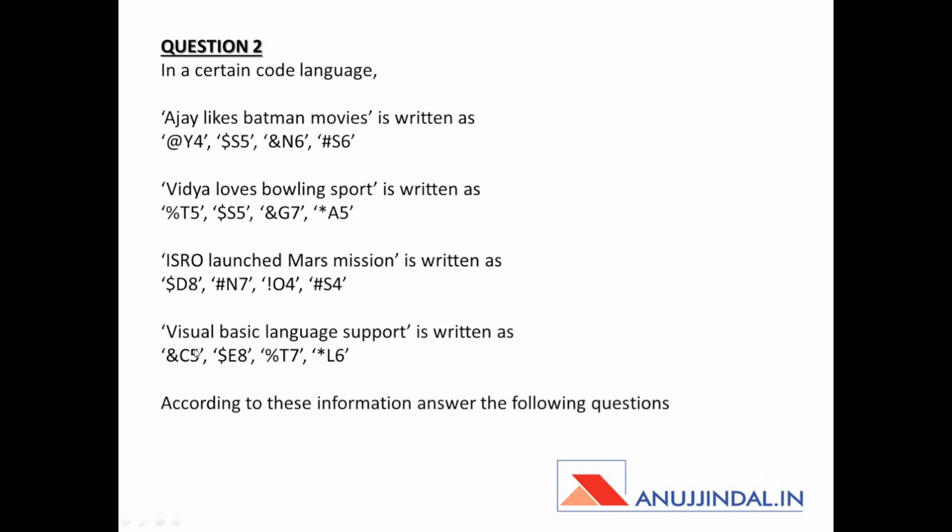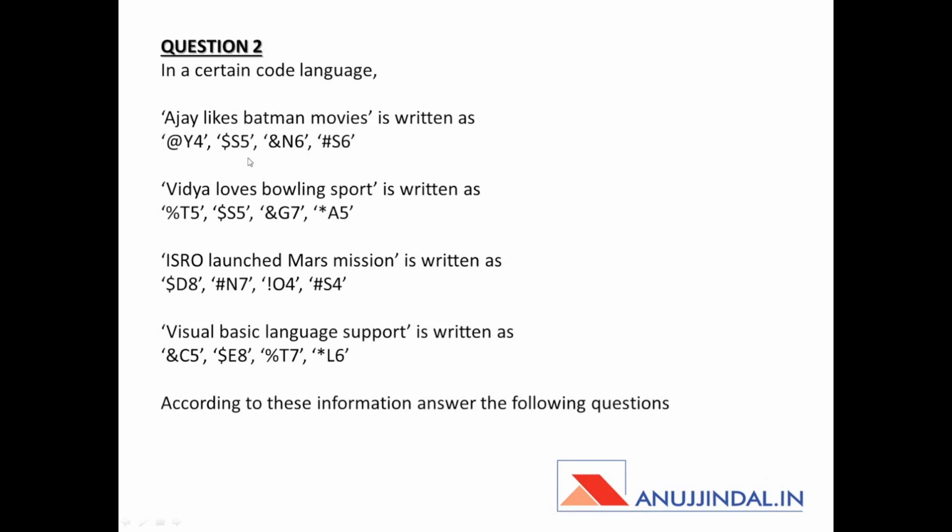Now similarly in all these codes, if @ is being used again, then @ stands for A. Now let's find the code for likes. We know that in likes the last letter is S, and we know in the codes the middle element stands for the last letter. Now in both these codes the middle element is S. So likes can be the code for both.